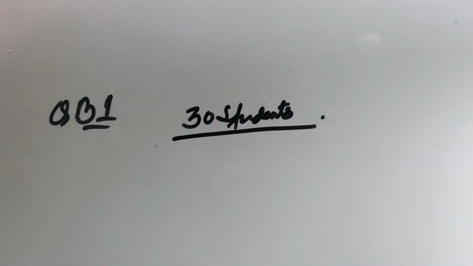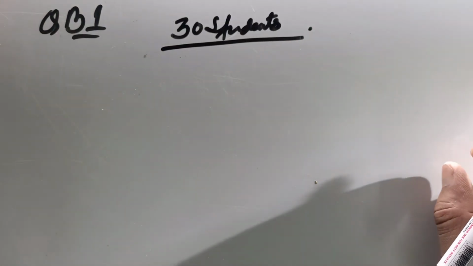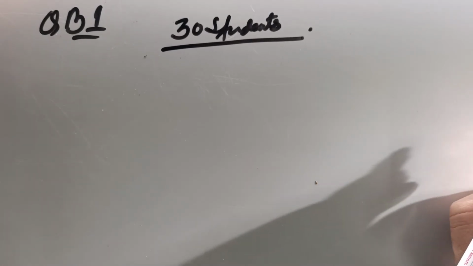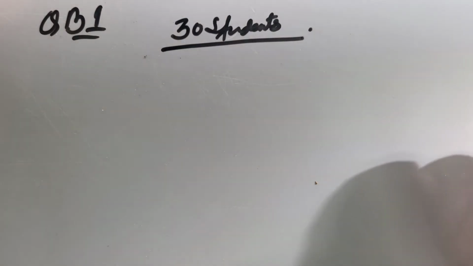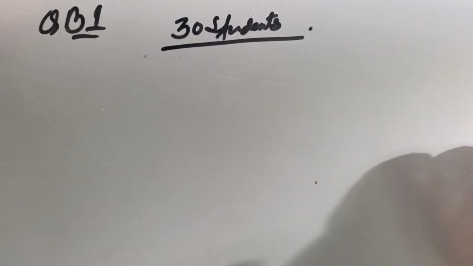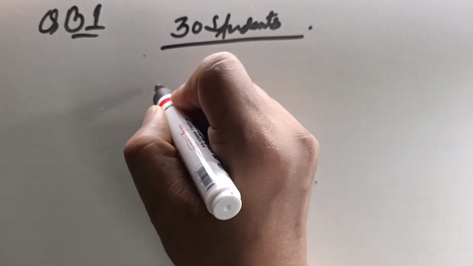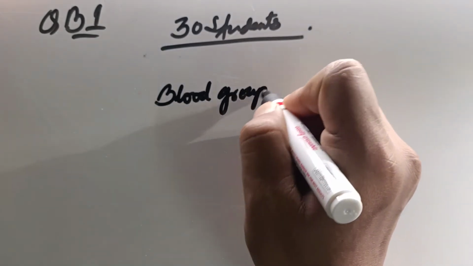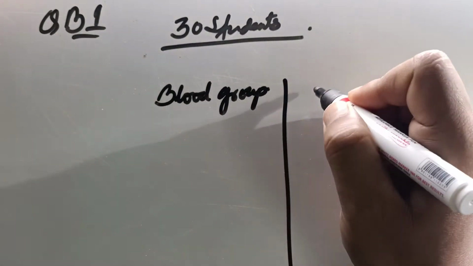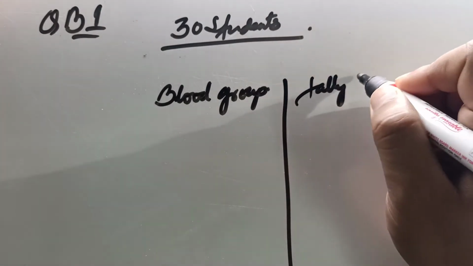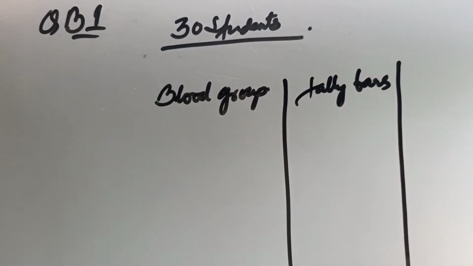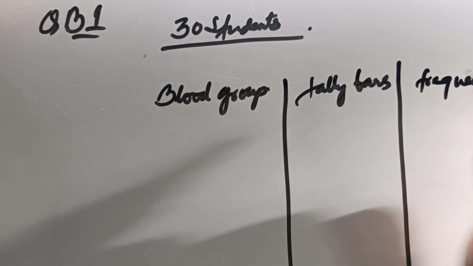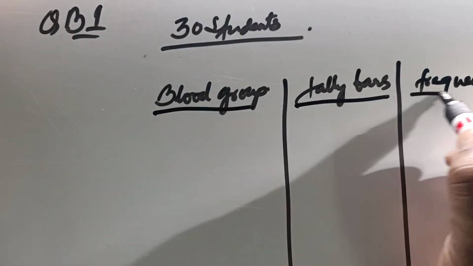Now we have to represent the given information in the form of a frequency distribution. I'm sure you all have done this in the previous classes also, and you will find it very simple and easy to do. So how do we do it? Have a look. The first column I'll put as blood group, the second one as tally bars, and the third one as frequency.